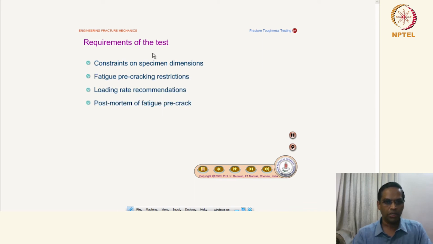The requirements of the tests are the following: constraints on specimen dimensions, fatigue pre-cracking restrictions, loading rate recommendations, and post-mortem of the fatigue pre-crack. All these requirements are given in the ASTM code. So quite elaborate details are given for this kind of important testing.